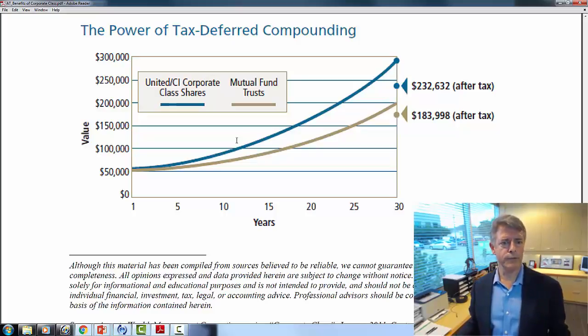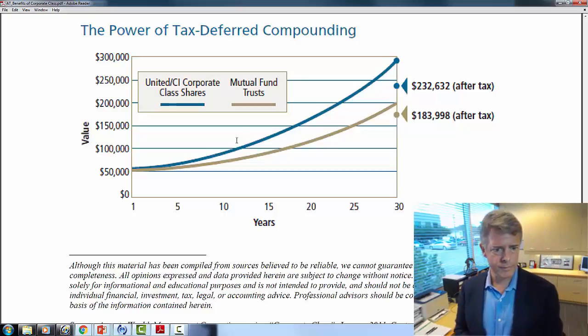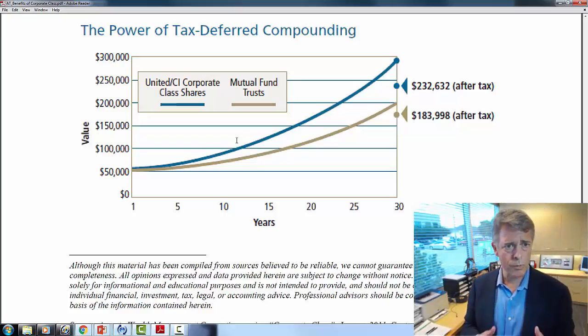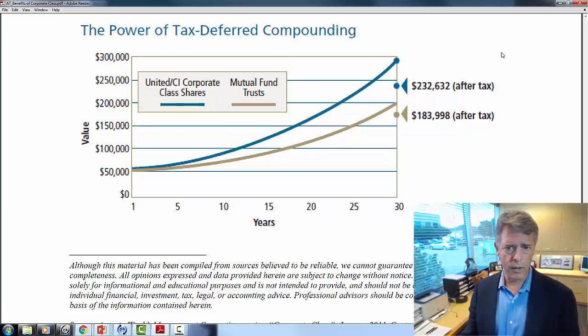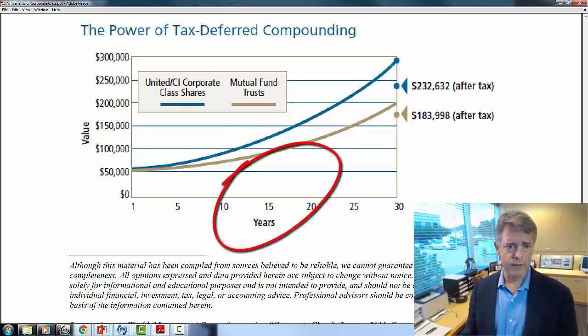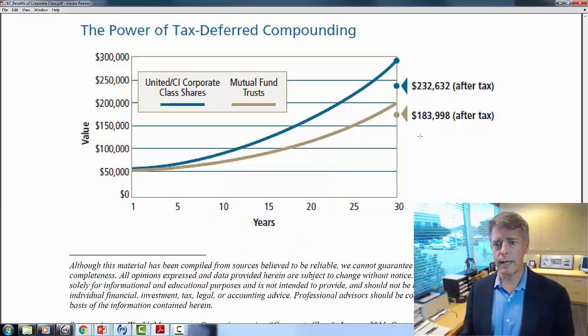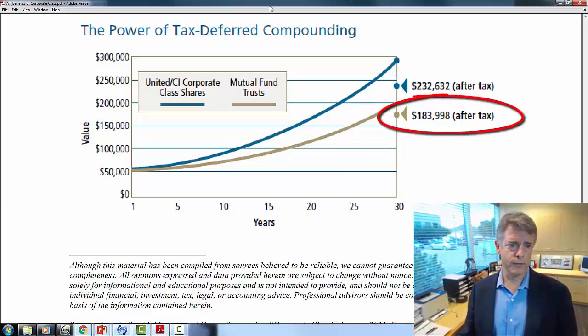So in this example, we had $50,000 that was invested in the portfolio. We reinvested all income. And with the mutual fund trust, which is the line here, kind of the gold color, you're having to pay tax every single year. And at the end of the 30-year period, that portfolio would have grown to approximately $183,998 on an after-tax basis.